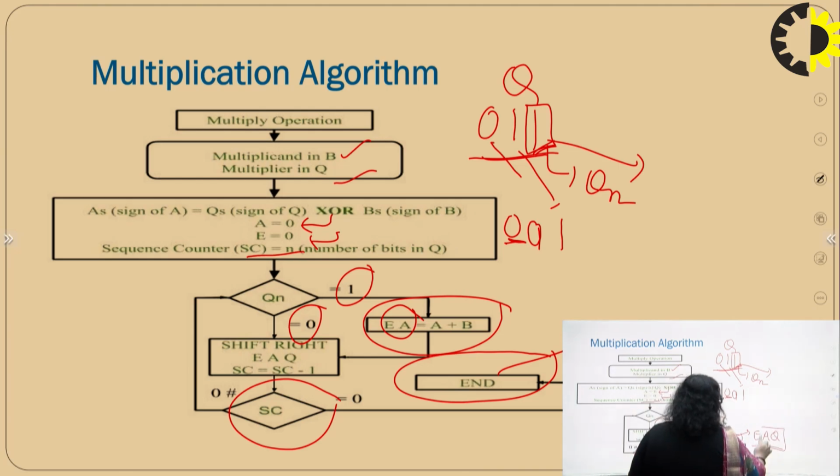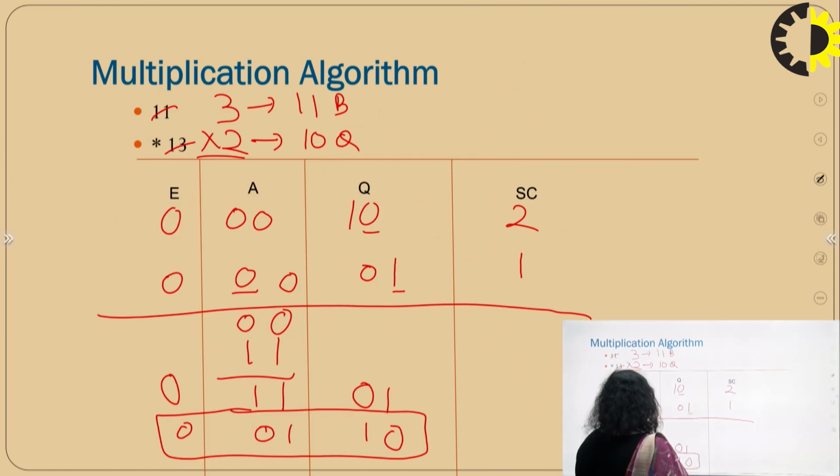AQ is the resultant and E is the end around carry. So the resultant is what? 0 1 1 0. It is 6. So the resultant is 6. So this is the multiplication algorithm.